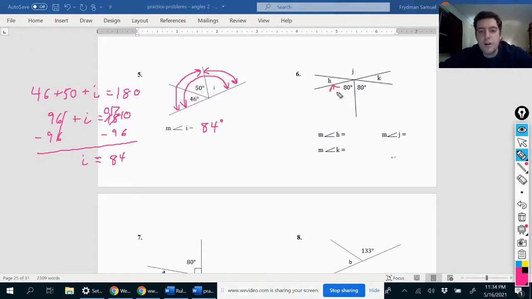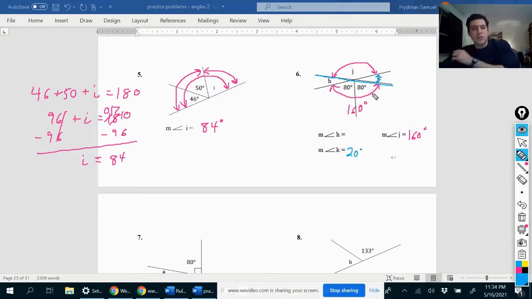Over here, these two angles together make 160 degrees. I can see that this 160-degree angle is vertical to angle J, so J must be 160 degrees. I can see that angle J and angle K are a linear pair. So if J is 160, K must be 20. Hopefully you understand by now why K must be 20. And then K and H are vertical to each other. So if K is 20, then H is also 20.